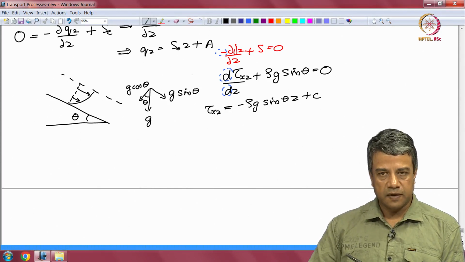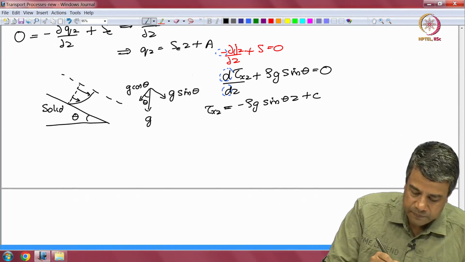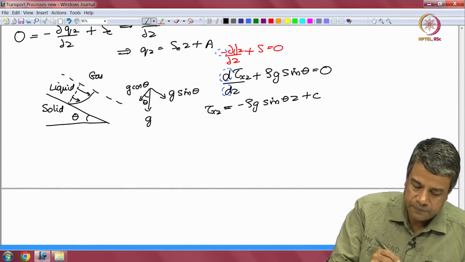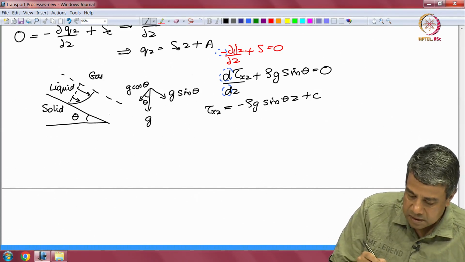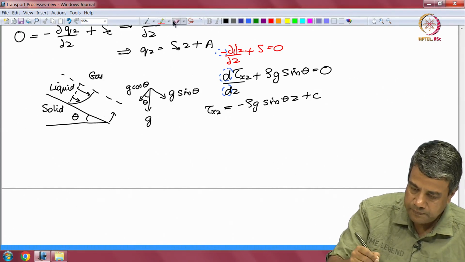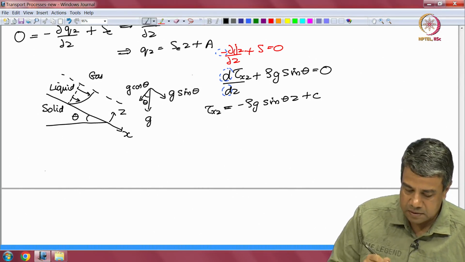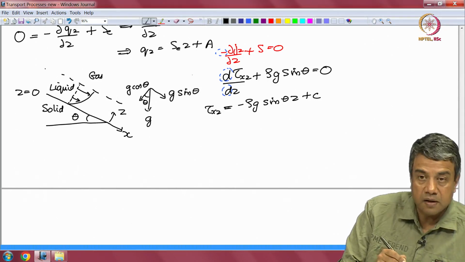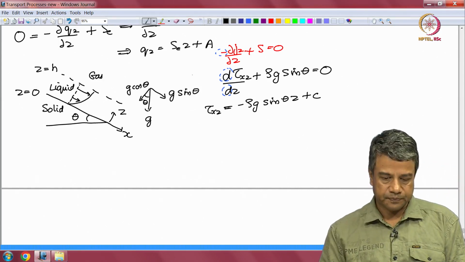So, this is a film that is flowing down a surface. You have a solid surface here, there is a gas and there is a liquid. I will take this as the z coordinate and the flow direction as the x coordinate. The base is at z is equal to 0 and the top surface is at z is equal to h. Okay. So, this is the coordinate system.